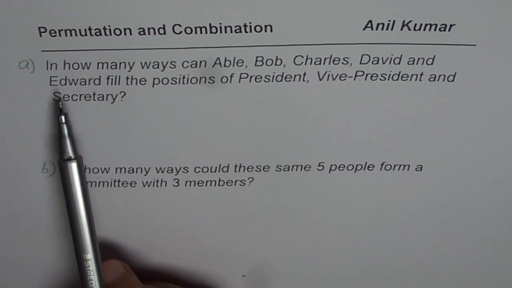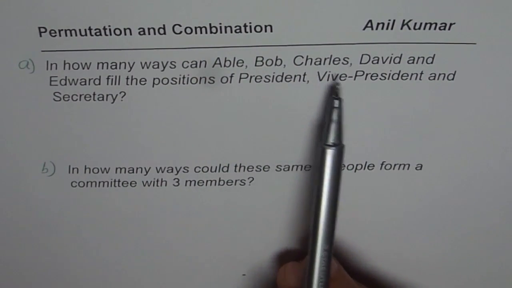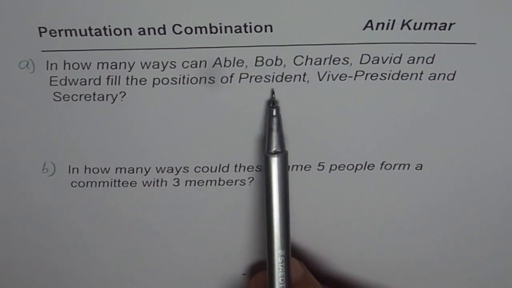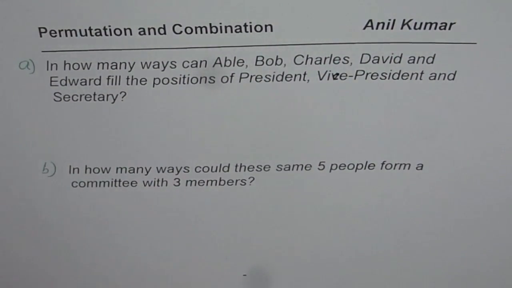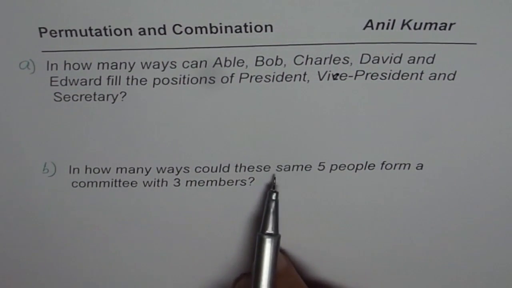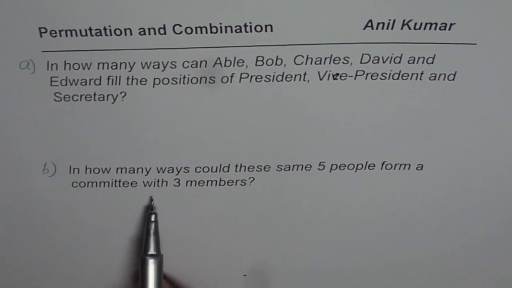Here we have two questions. The first one is, in how many ways can Abel, Bob, Charles, David, and Edward fill the positions of president, vice president, and secretary? Part B is, in how many ways could these same five people form a committee with three members? So these are two questions for you. Let us see and understand these questions.